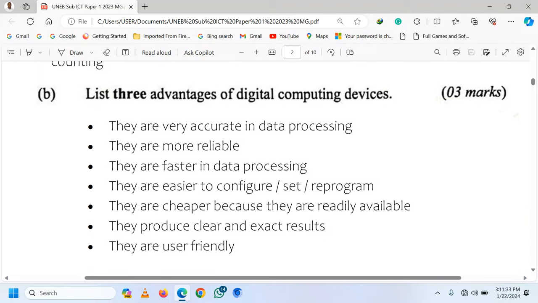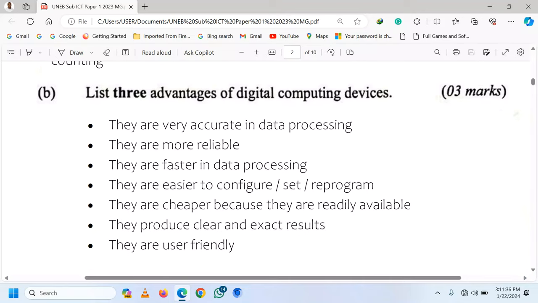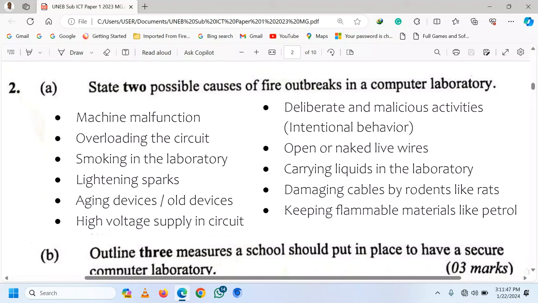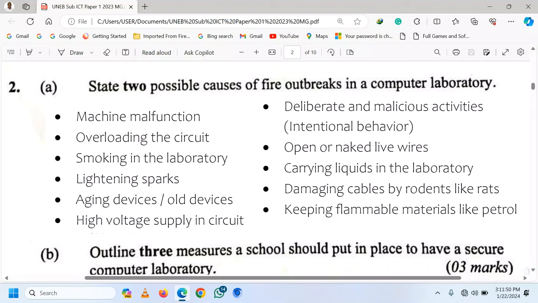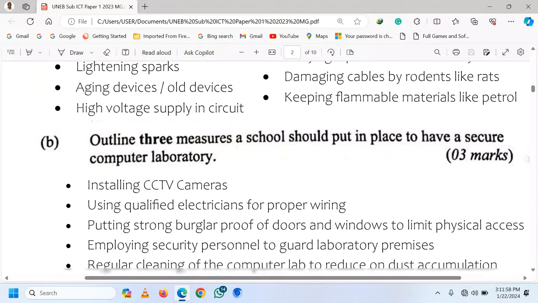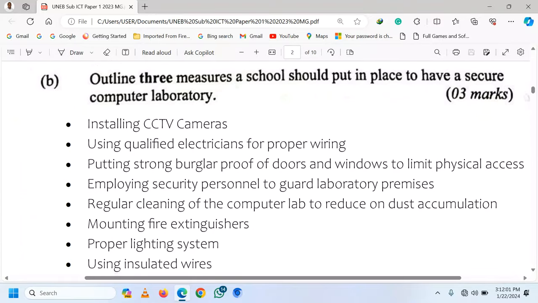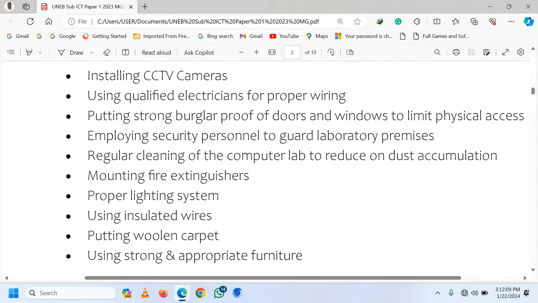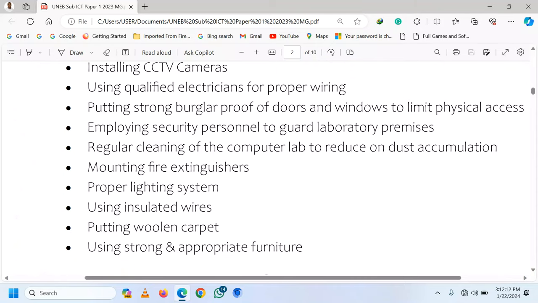Then part B was asking for advantages of digital computing devices. In this answer, you are supposed to respond like that. Going forward, question two was looking at the possible causes of fire outbreak in a computer laboratory. These are some of the responses. Part B of number two was looking at the measures a school should put in place to have a secure computer laboratory. These are some of the responses that a candidate is supposed to give.